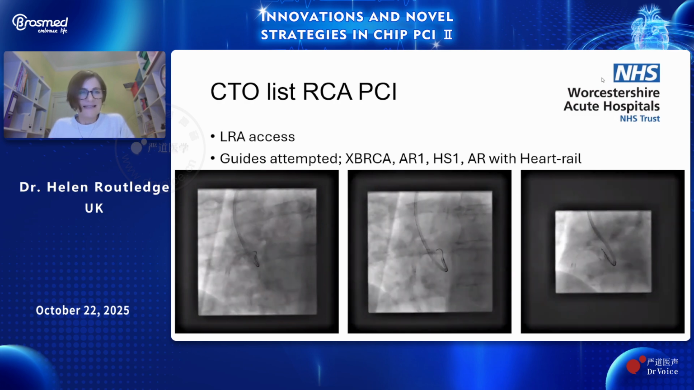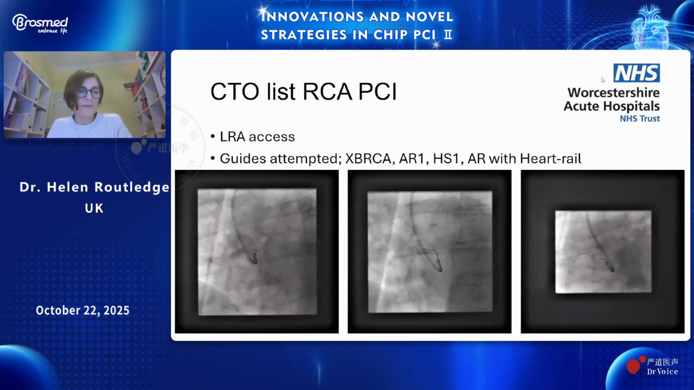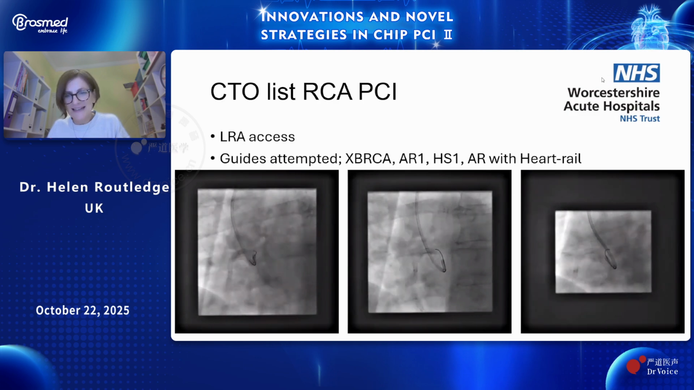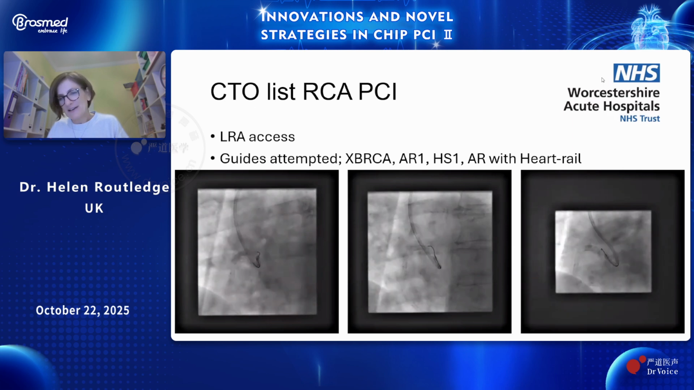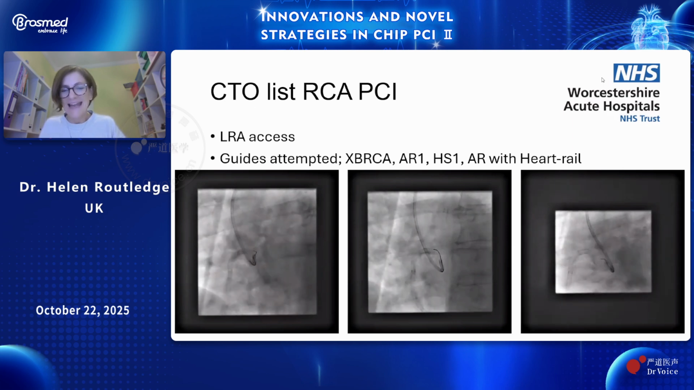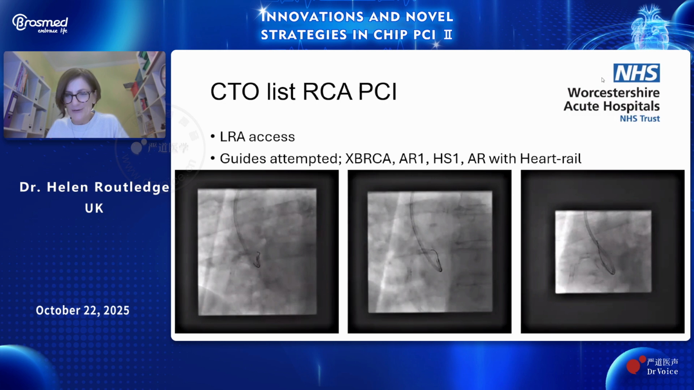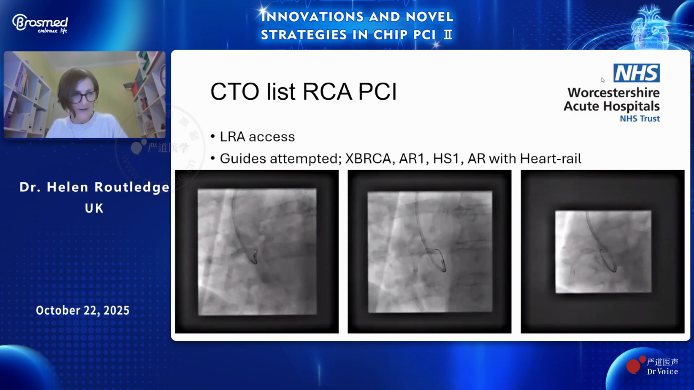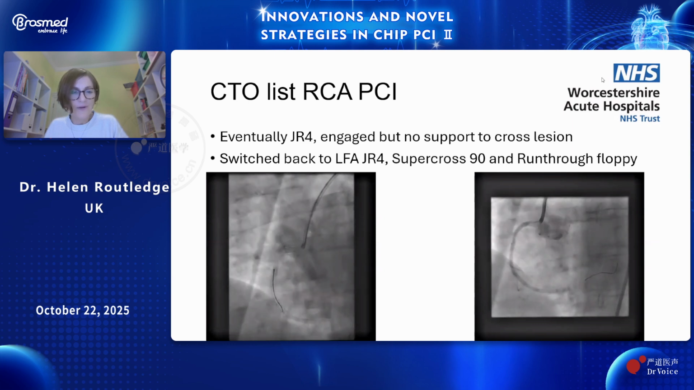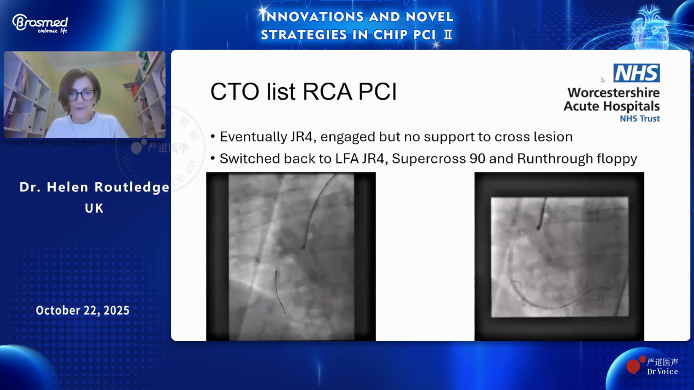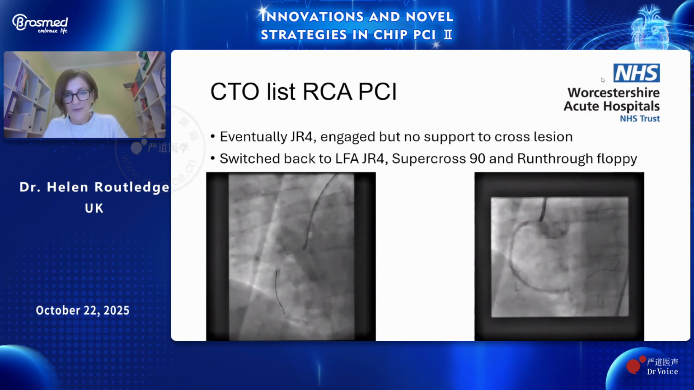So she came back on a CTO list. This time we thought maybe left radial would be easier. We tried a XB RCA guide, an AR1 guide, a hockey stick guide, an AR guide with a heart rail in it. We still couldn't get anything to point at this ostial right coronary lesion in order to get us to cross it. So we eventually went back to a standard JR4 guide and managed to engage, but couldn't get any support. So we went back to the femoral approach.